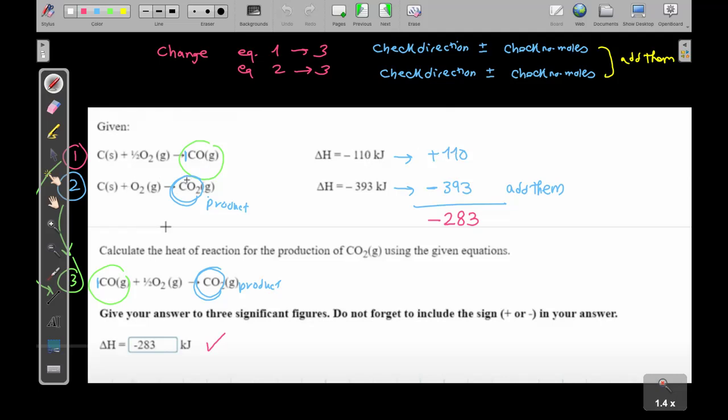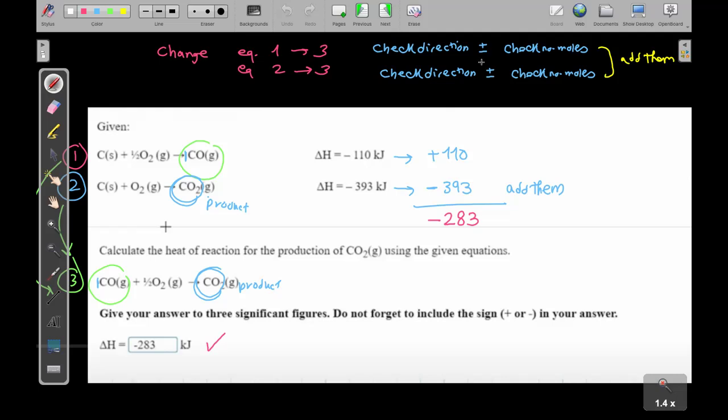The second one, the CO2 is on the same side, so you don't reverse the sign, and the number of moles is still the same, one here and one here, so it keeps the same. Then add them together. So 3 steps you did. The first one is checking the first equation. It's from 1 to 3. You can see that it's only reversed.